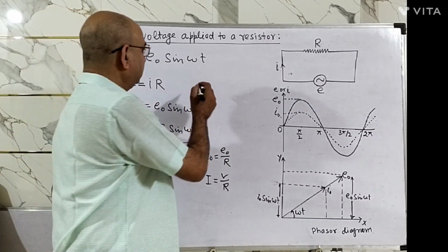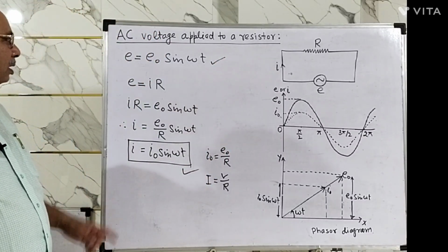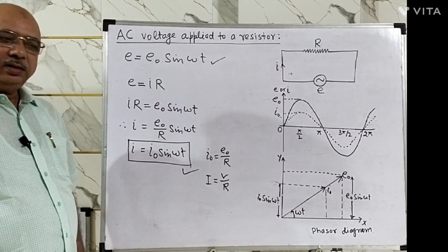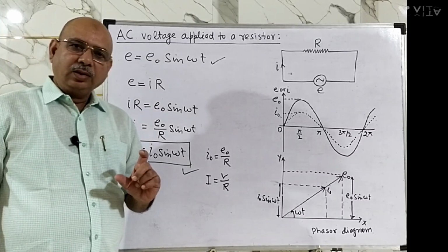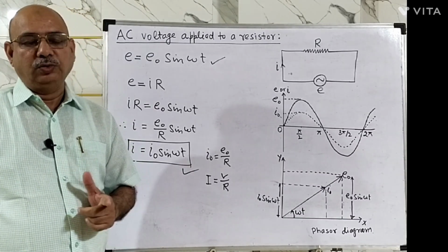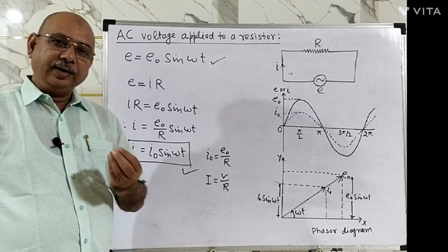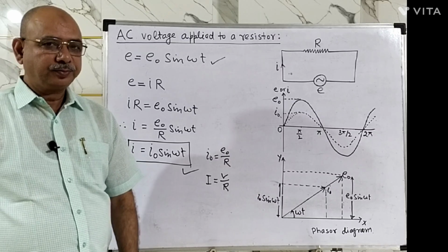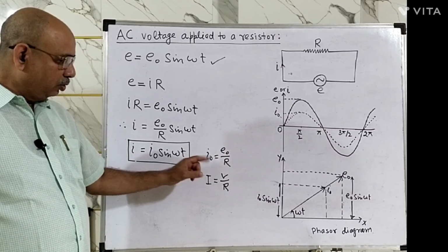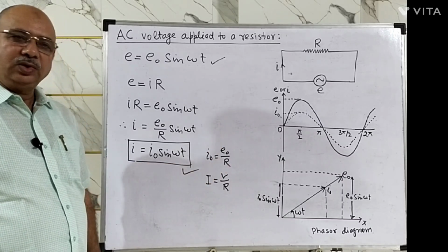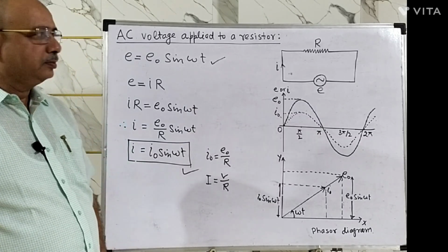Let's compare these two equations, this and this. E is equal to E naught sine omega t and I is equal to I naught sine omega t. That means the phase difference between the two is 0. That means both EMF and current are in phase. But the value of I naught is here reduced to the E naught upon R. The value of the I naught is reduced by a factor of 1 upon R.